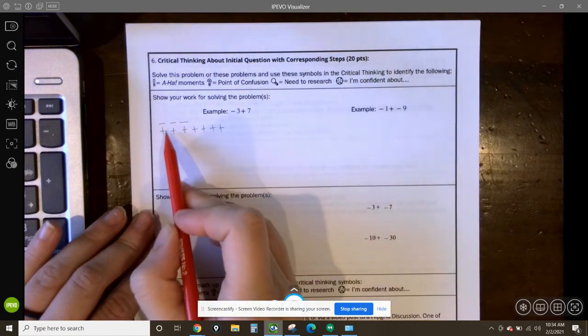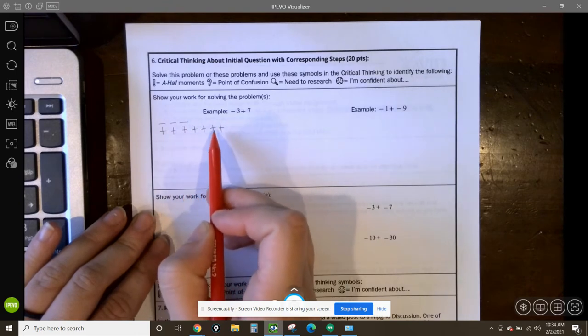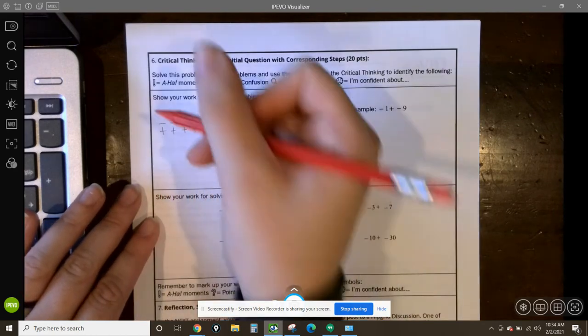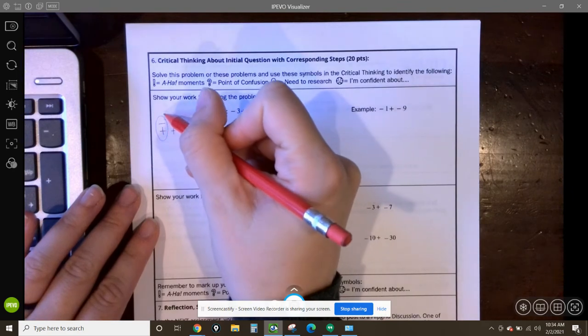So notice how I lined them up so that one negative matches with one positive, and then I had some extra negatives or extra positives here. I like this visual representation because what it shows is if I have one negative and one positive, this equals 0. That cancels out.